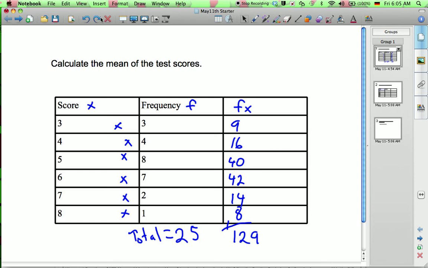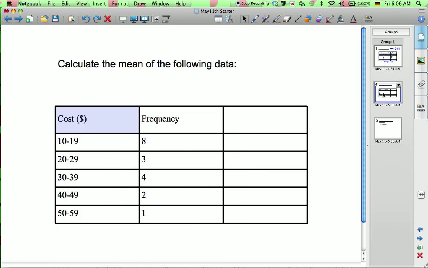Now to get the mean of the test scores, we just take 129 and divide it by 25, and we get the mean of the test scores. You get an answer of about 5.16, which seems pretty reasonable. So that's one type of frequency table, but we could also have a frequency table where the data is in intervals. So it's a bit trickier.